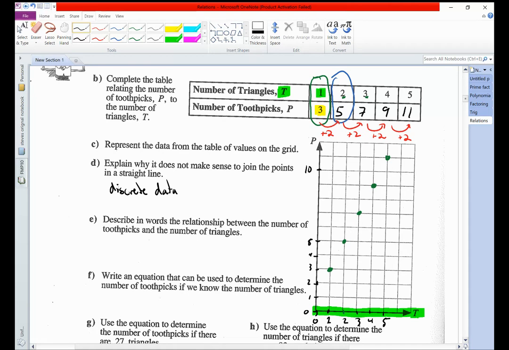Okay, so it says, describe in words the relationship between the number of toothpicks and the number of triangles. Well, it looks like it takes 3 toothpicks to form the first triangle, and then 2 toothpicks every time after that. So that one's a bit of a tough one, but you could say the number of toothpicks.